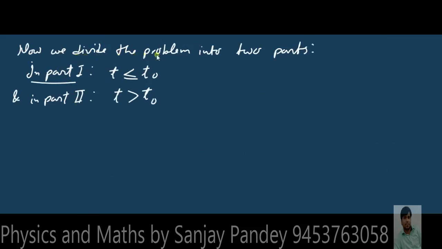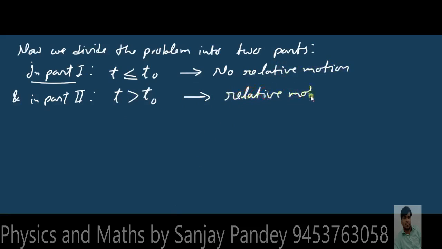Now we divide the problem into two parts. In part first, t is less than t0. In this case, there will be no relative motion. And in second part, t is greater than t0. Here a relative motion takes place.